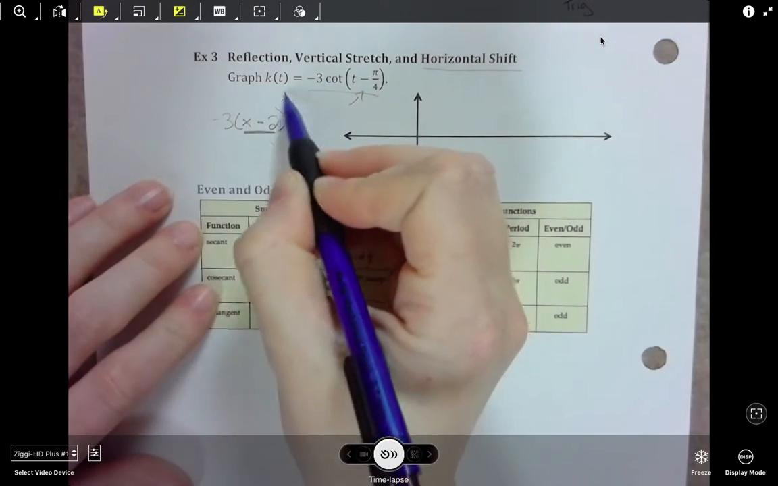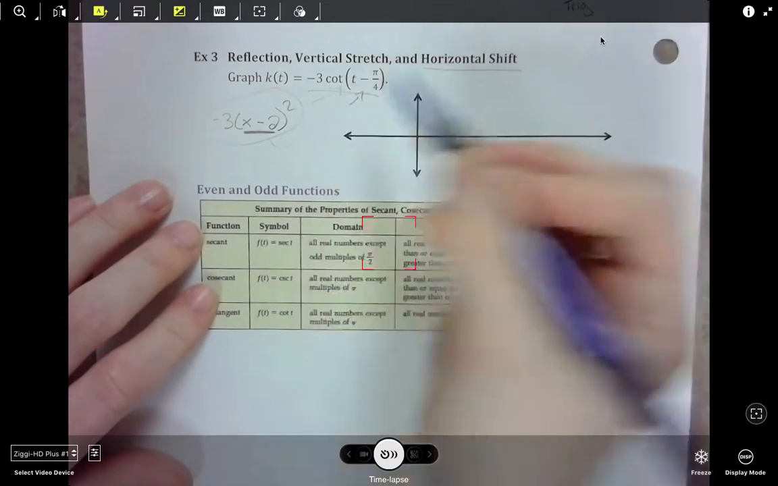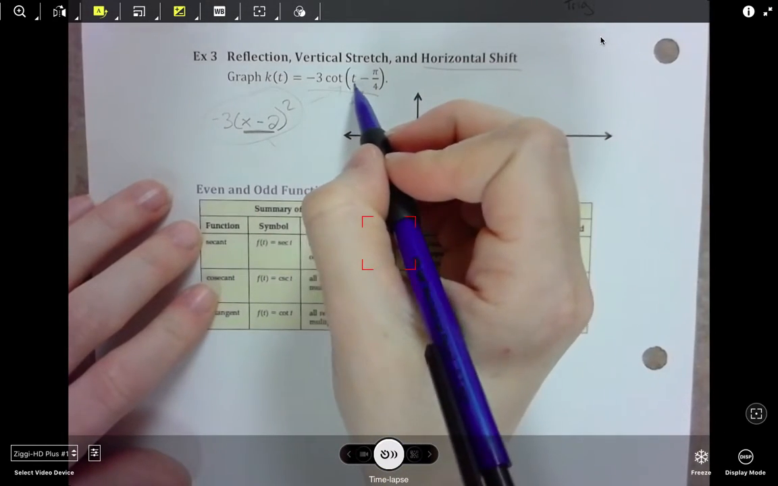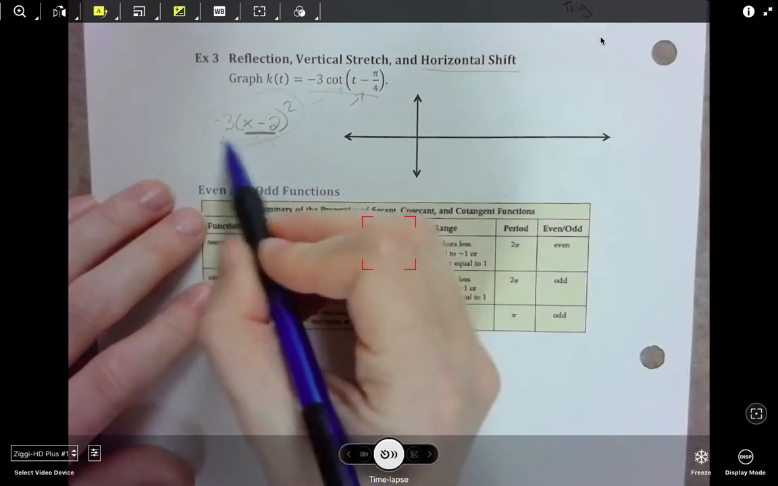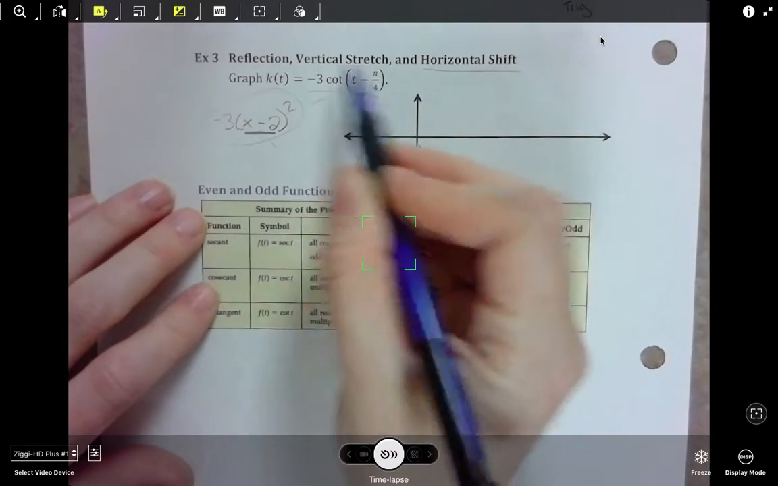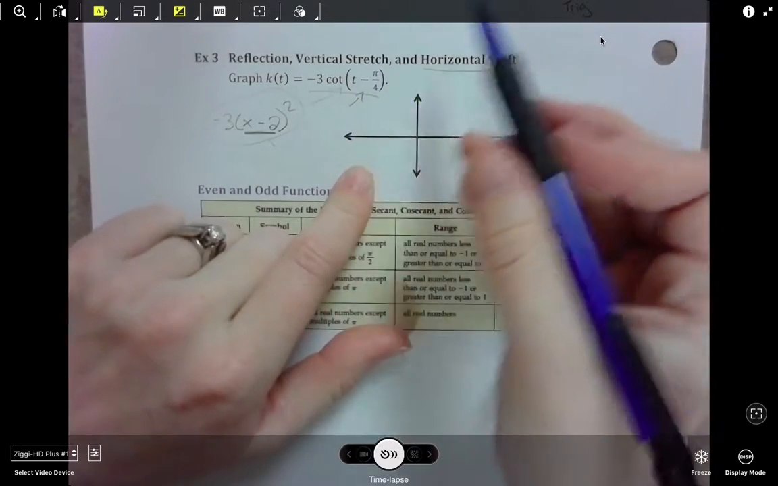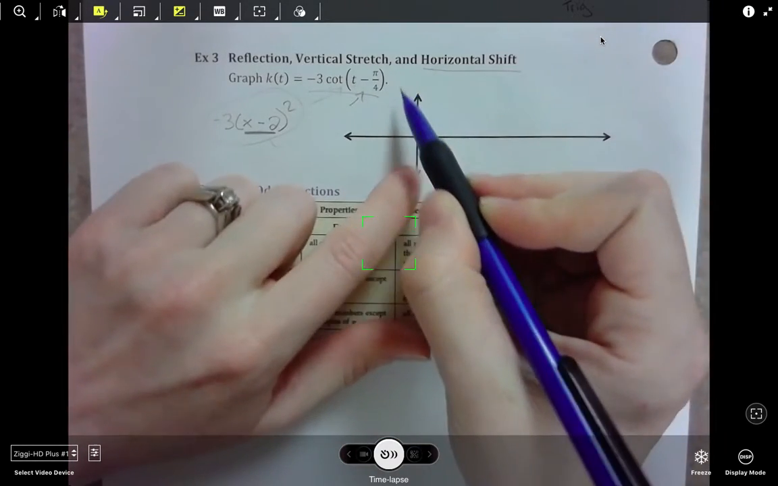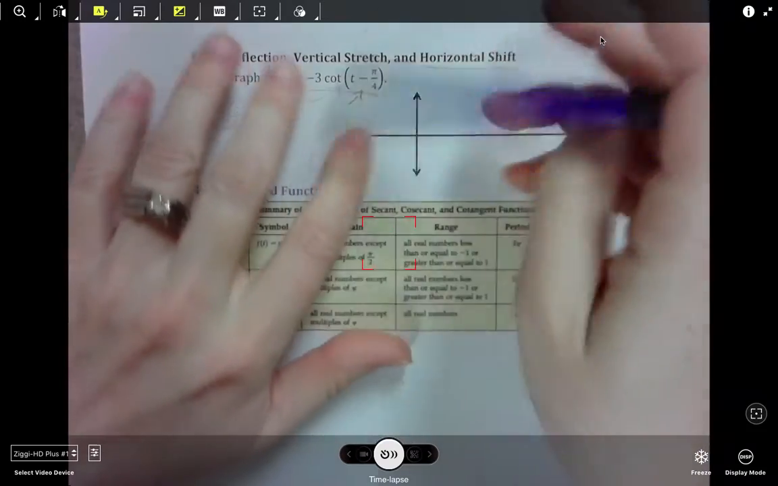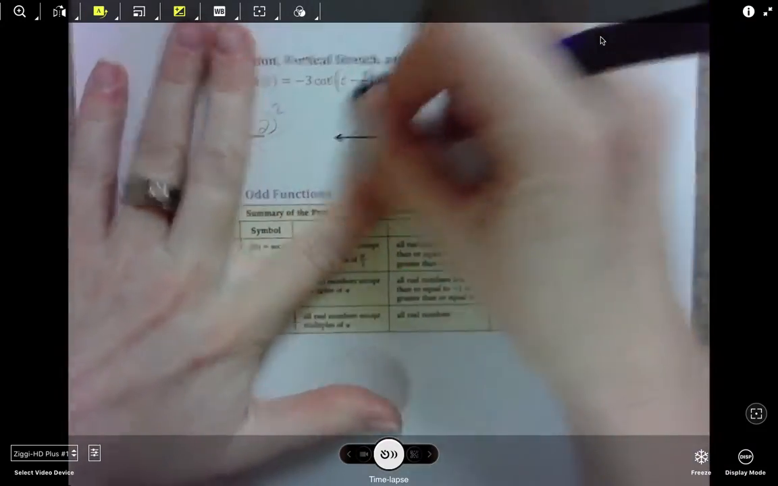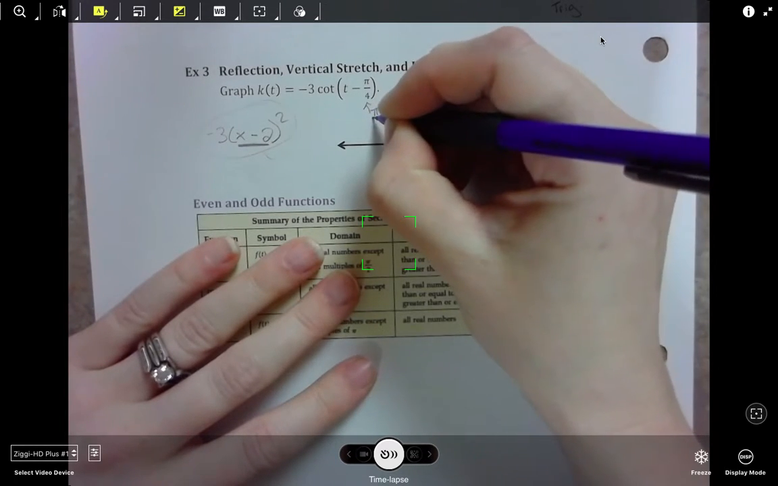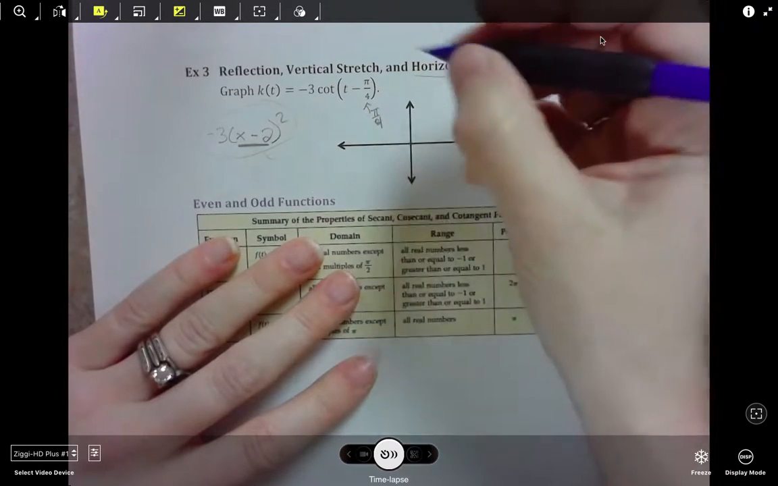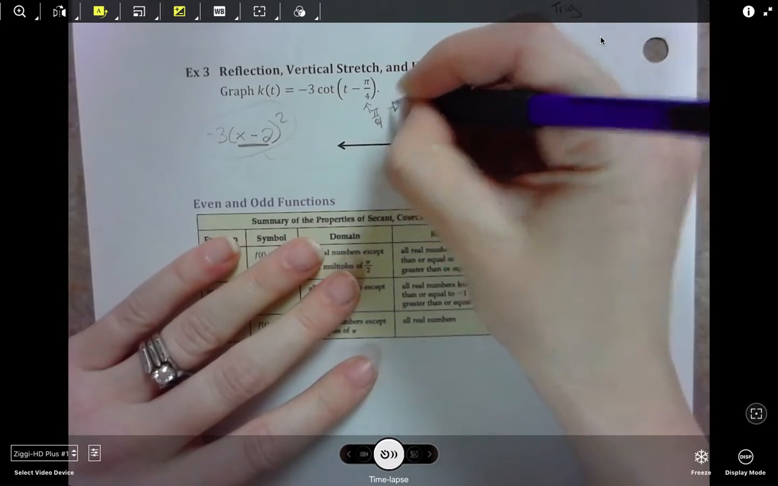So this is what we're used to seeing, and now they are incorporating that into trig functions. We've dealt with transformations like this before, and now they're doing this stuff to us. So -3 cotangent of (x minus pi over 4). This -pi over 4 means that we're shifting him pi over 4 units to the right, actually.